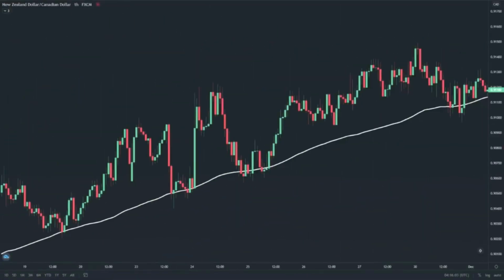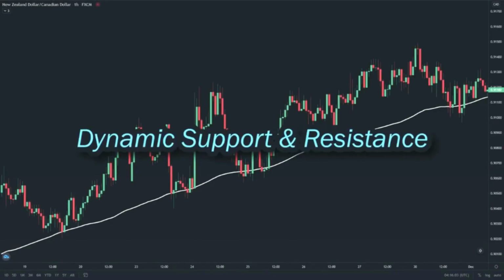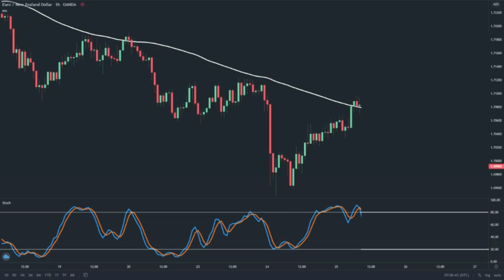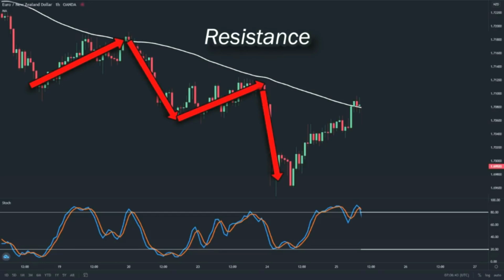Another way of using the moving average is by trading it like support and resistance. And another indicator that is perfect for this strategy is the stochastics. So here's an example on how the strategy works. In this chart, we can see that the price went up to this level, it hit and reverses downwards. This happened multiple times, which further confirms that the moving average is acting as a resistance.